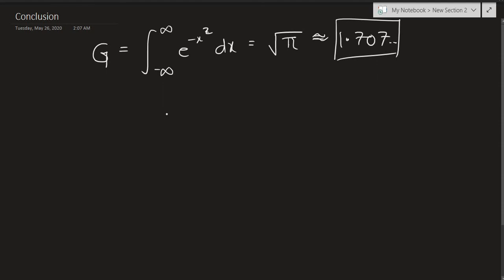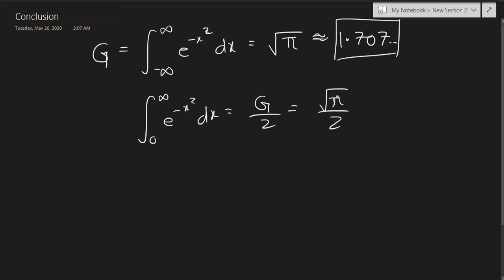And now because of the symmetry, this is symmetric about the y-axis, so whatever you have from 0 to infinity is basically half of this. So whatever you have from 0 to infinity of e raised to negative x squared dx is just half of g, so g over 2. That's why we get square root of pi over 2, like we did in our previous two videos.